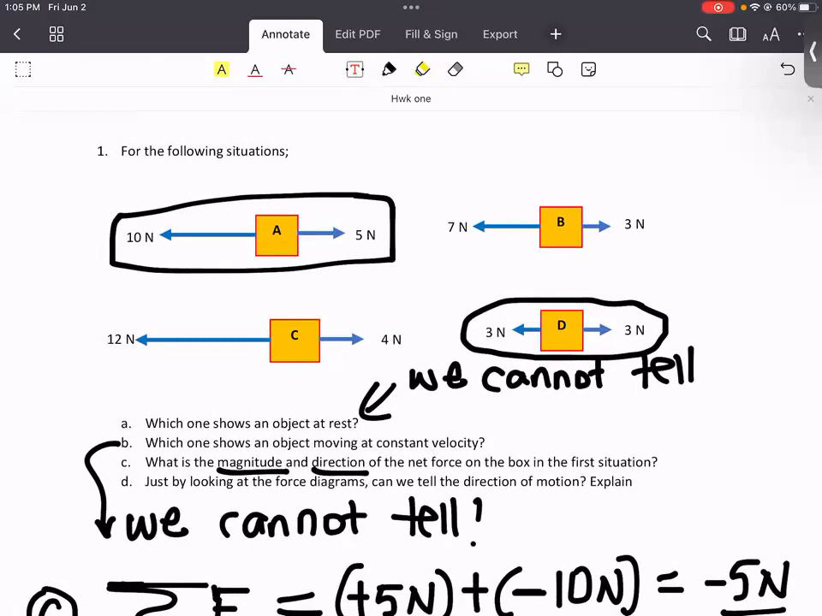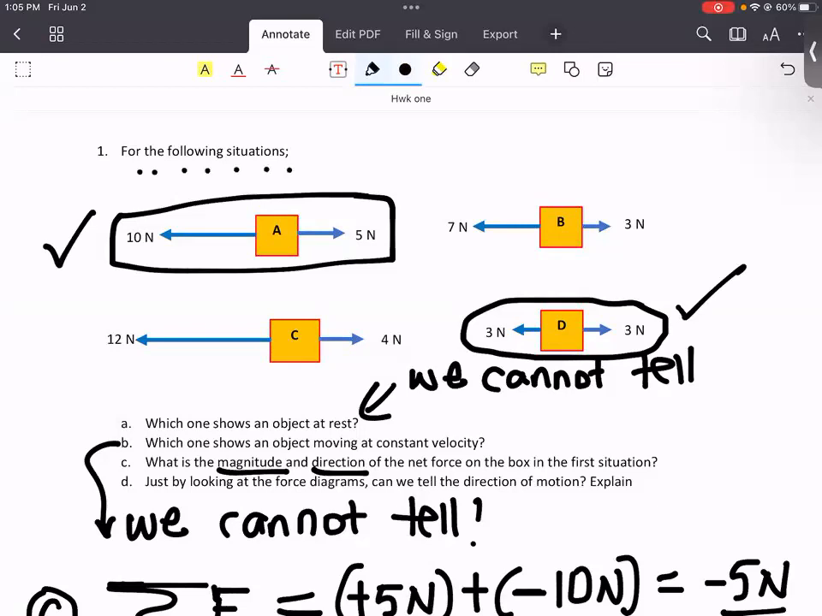Just as you have seen, we could not tell in this situation whether the object is at rest or not without any other information. So we couldn't tell whether the object is at rest or is moving at a constant velocity. Likewise, we cannot tell the direction of motion. Think about situation A, or object A. This object could be going to the right, for example.